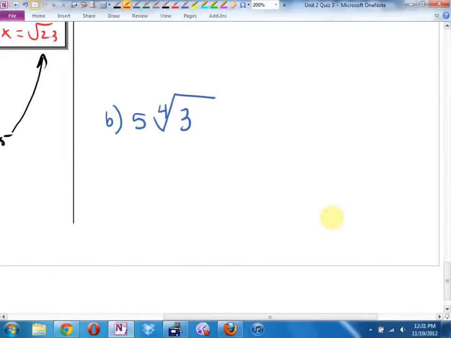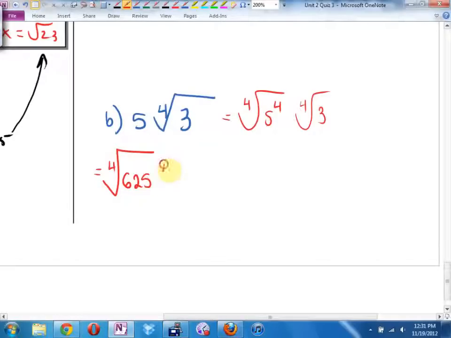If they wanted me to write this one as an entire radical, I would say to myself, okay, this is going to be 5 to the 4th. That must be where that 5 in front came from. 4th root of 3. 5 to the 4th, I think, is 625. I think. Yep. And so you're going to get the 4th root of, let's see, 600 times 3 is 1,800. 25 times 3 is 1,875?